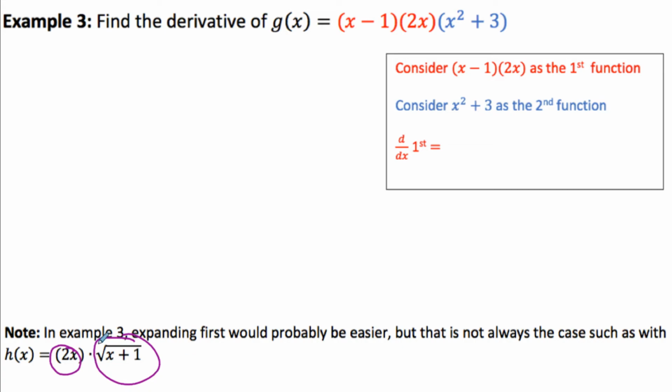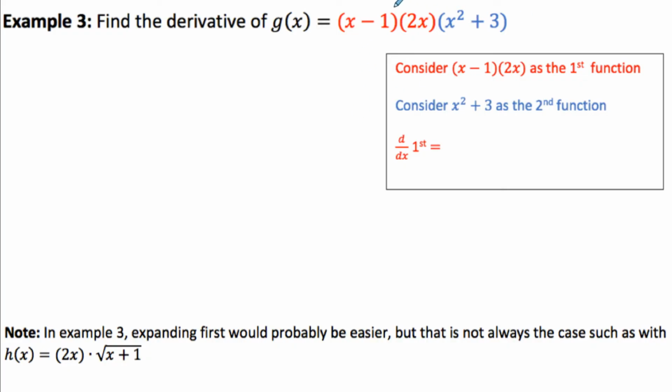When you have a rational exponent like a square root, you can't just expand a 2x into it. You would actually have to use the product rule for that. So the product rule is very beneficial. I just put this one in here to give you a hard practice of a product rule. Find the derivative of this function, x minus 1 times 2x times x squared plus 3.